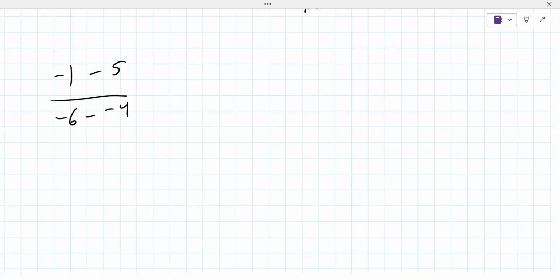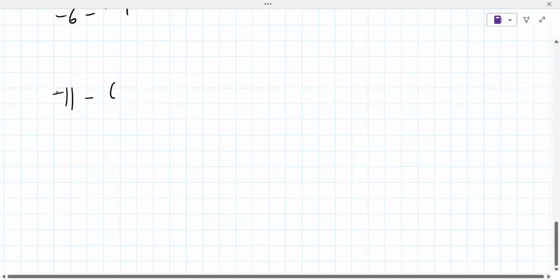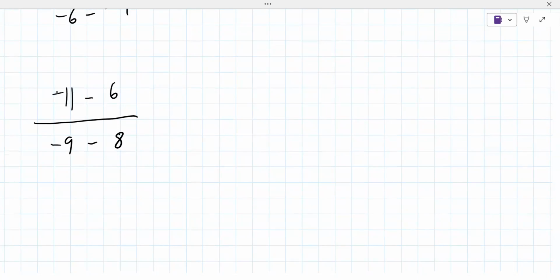Right. Yep. So let's do another couple of problems here and let's talk about how to take the notes. That's all we're trying to learn here, is how do we take notes. So here's a new problem. -11 -6 over -9 -8.